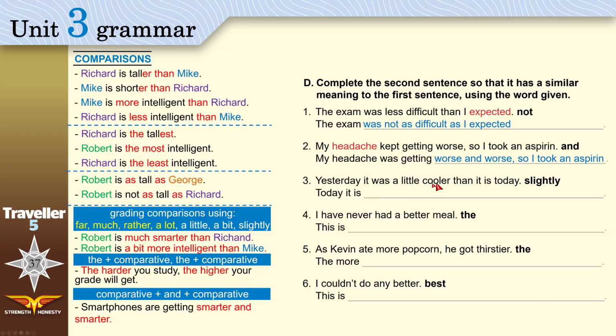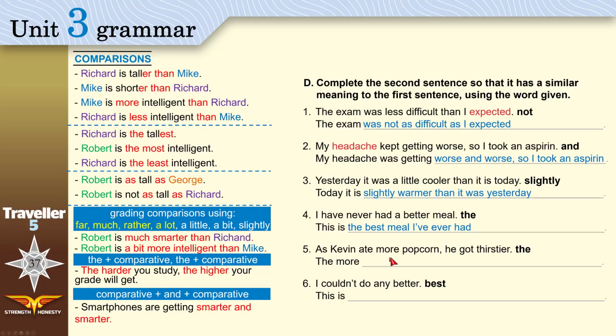Yesterday, it was a little cooler than it is today. Use slightly, or a bit, or a little. Today, it is warmer, not cooler, because yesterday was cooler. Today, it is warmer, or a little warmer, or a bit warmer, or slightly warmer than it was yesterday. I have never had a better meal in my life. This is the best meal I've ever had.